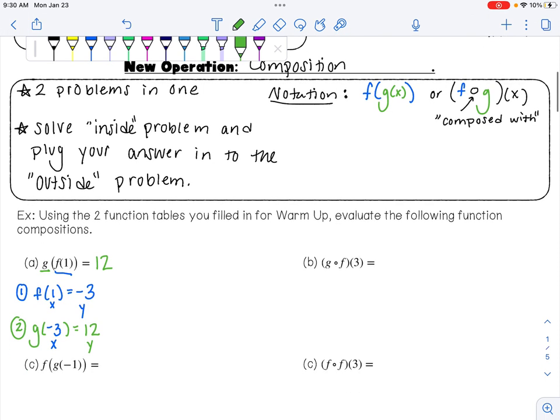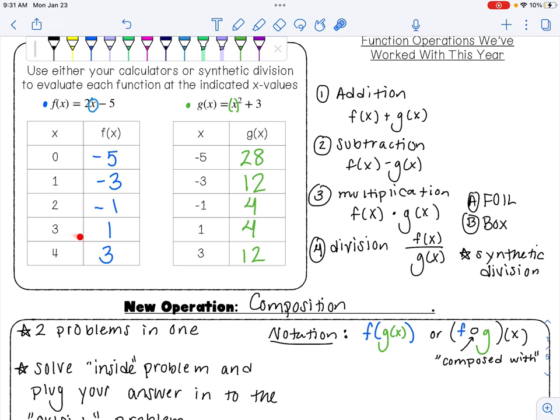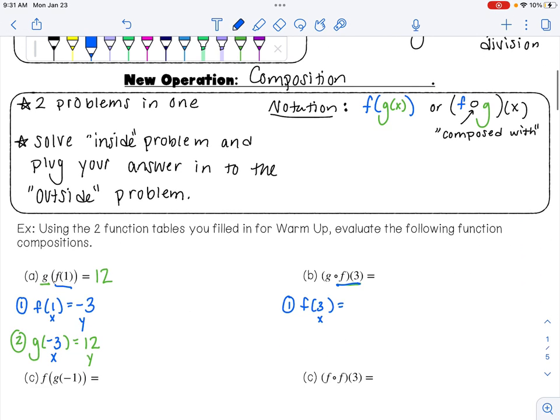In part B, you can see that we have that slightly different notation. We see that little open circle. So the inside function is whichever one is closest to the number or the x value. So the first thing we're going to do is find f of 3. That tells me that's my x coordinate. So I'm going to go up to my table, f, I'm going to find 3, and that tells me I'm going over to 1. So my first answer is 1.